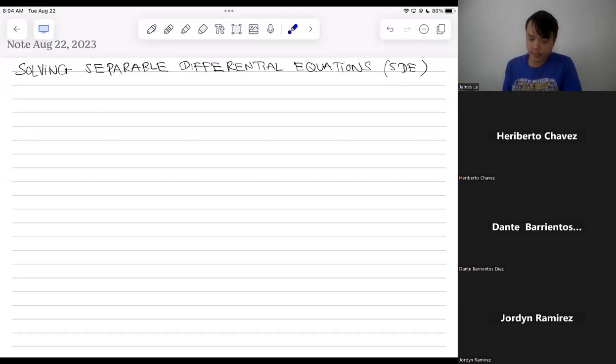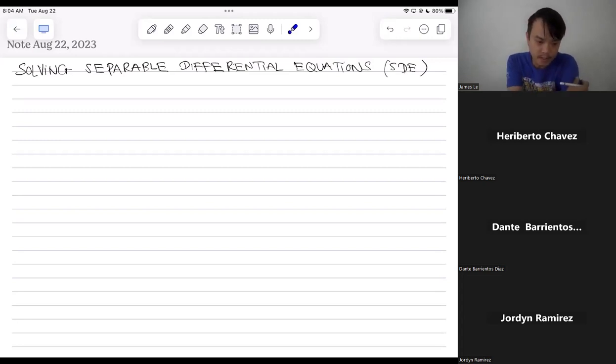Okay, so today we learned about solving separable differential equations. We want to apply a general method for solving separable differential equations. So I will introduce what a separable differential equation is, then I will show you how to solve separable differential equations step by step. It's just follow step by step. You can do it.